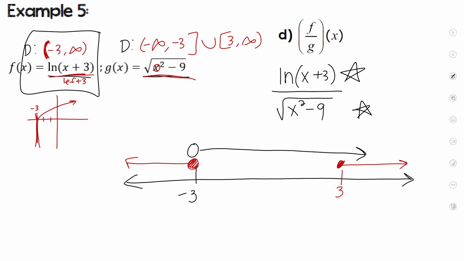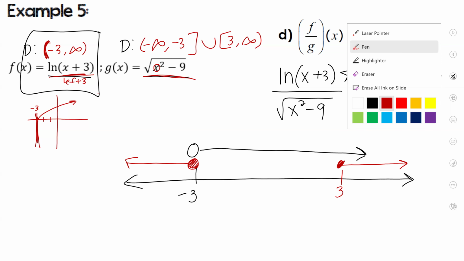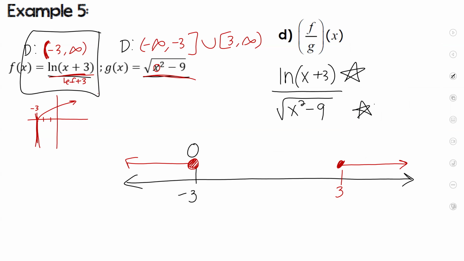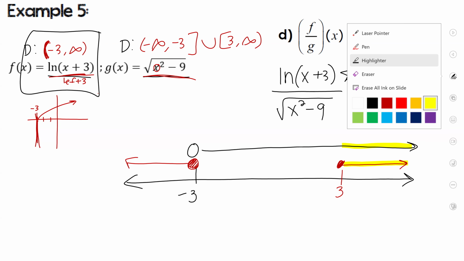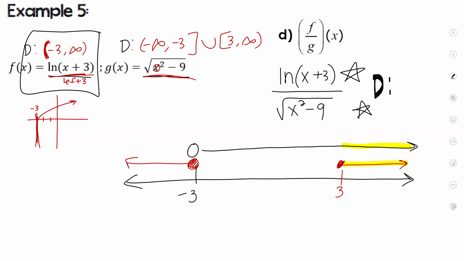Okay, now we want to see where it overlaps. Let me draw this a little longer. You guys see where it overlaps? That is your new domain. Okay, so your new domain is 3 to infinity. Can you please talk with your partner why I did not make this a bracket at the 3? Why did I leave it as a parenthesis? Please talk to your neighbor and come up with an answer.